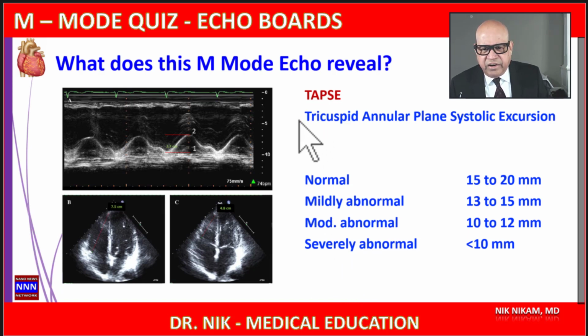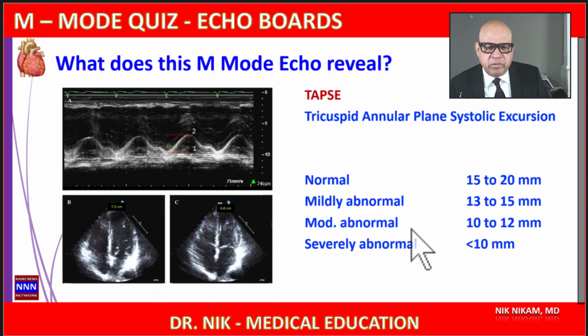Anyway, looking at the tricuspid annular plane systolic excursion, the normal is supposed to be between 15 to 20 millimeters. It is mildly abnormal if it is between 12 to 15 millimeters. It is moderately abnormal if the excursion is 10 to 12 millimeters, and if the excursion is less than 10 millimeters, you are dealing with a sick right ventricle.